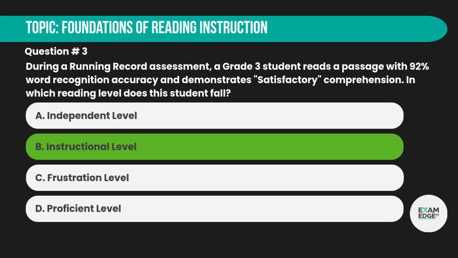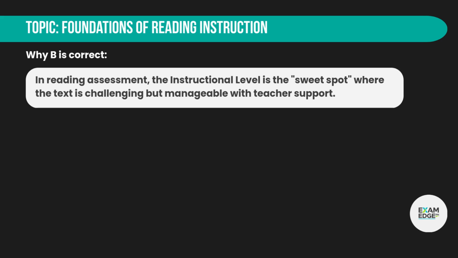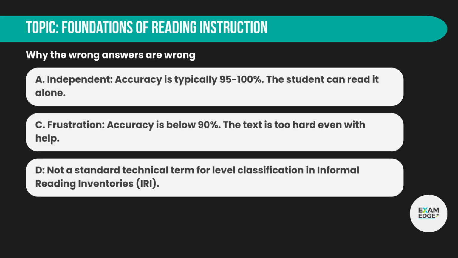Correct answer: B. Instructional level. Why B is correct? In reading assessment, the instructional level is the sweet spot where the text is challenging but manageable with teacher support. Why the wrong answers are wrong? A. Independent. Accuracy is typically 95 to 100%. The student can read it alone.